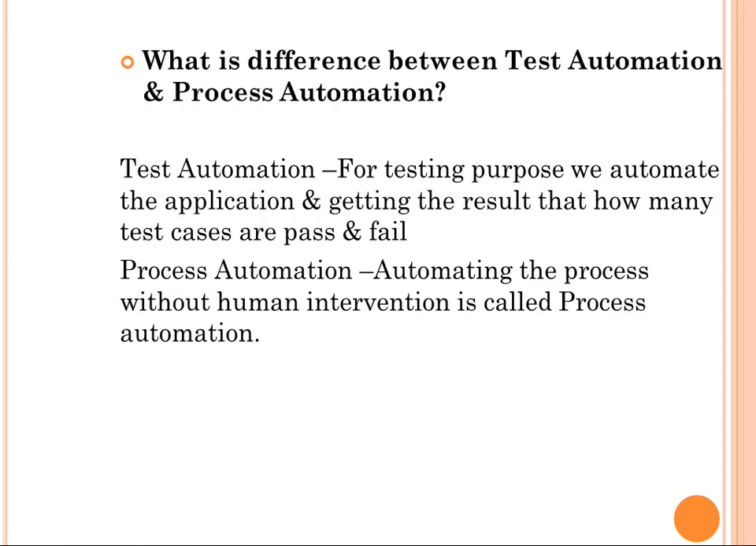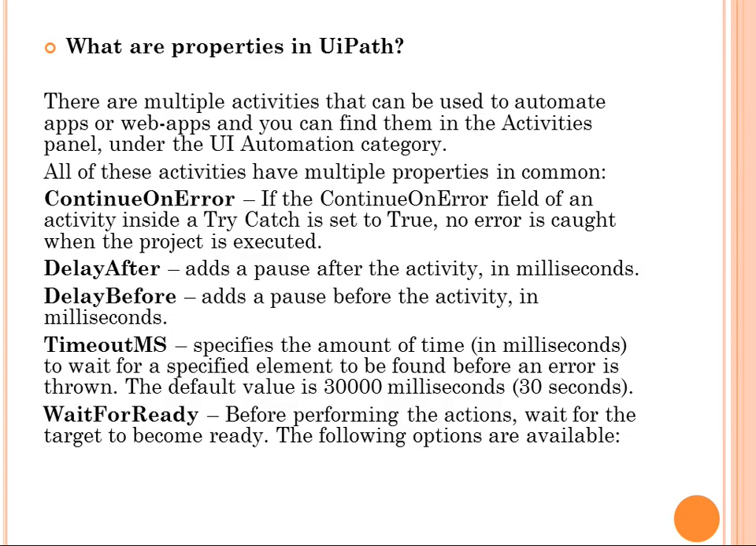Let's move towards the next question. What is the difference between test automation and process automation? Basically, in test automation, we automate the application and get the result of how many test cases pass and fail for a particular functionality of a particular application. And process automation is basically without human intervention. We automate any process after its standardization. So that's it about test and process automation.